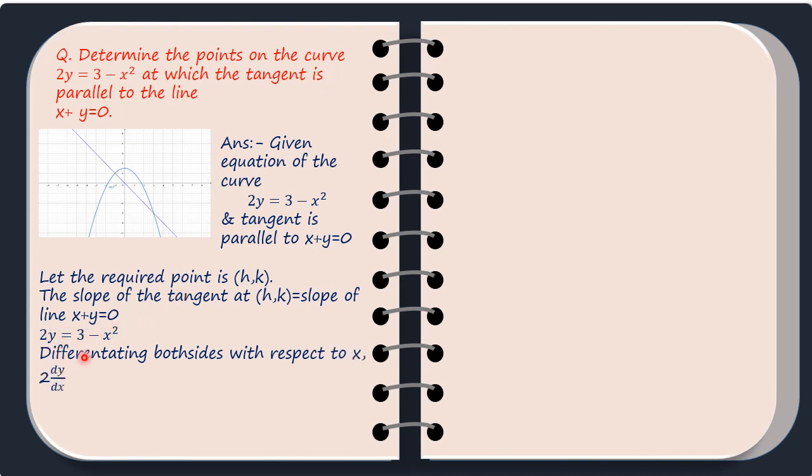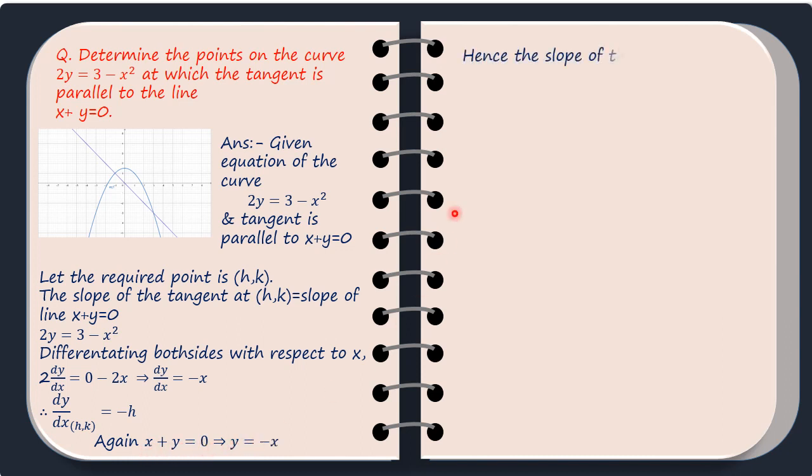So for finding the equation of this tangent, first of all find dy dx. Differentiating both sides with respect to x, we find dy dx is given by minus x. Now dy dx at this point h comma k is the slope of the tangent, that is minus h. Again, for the line x plus y is equal to 0, the slope is minus 1.